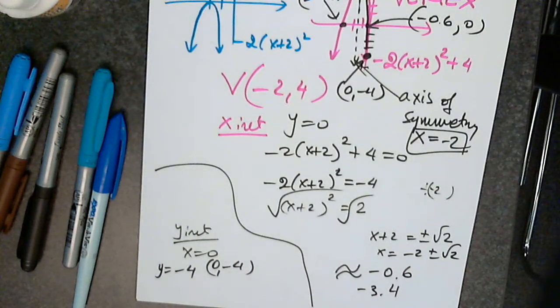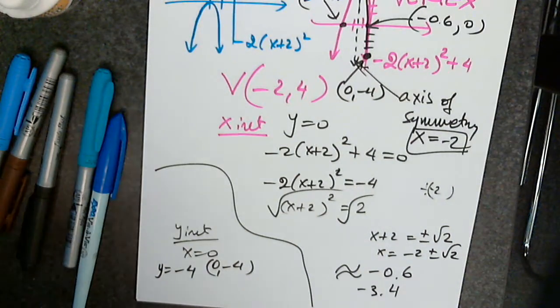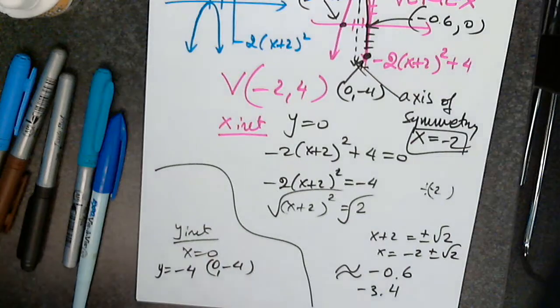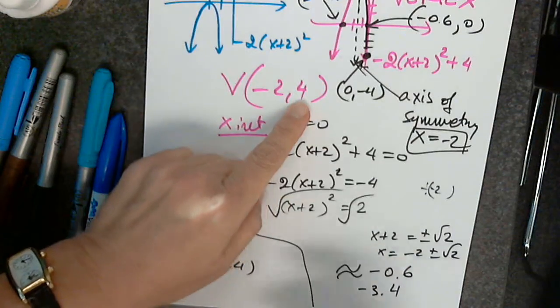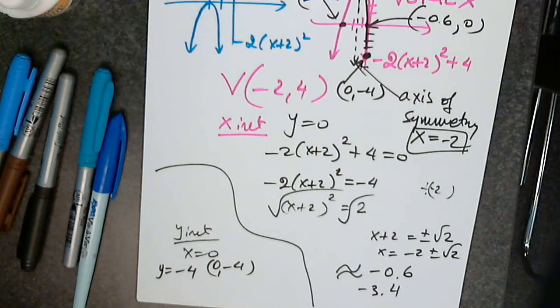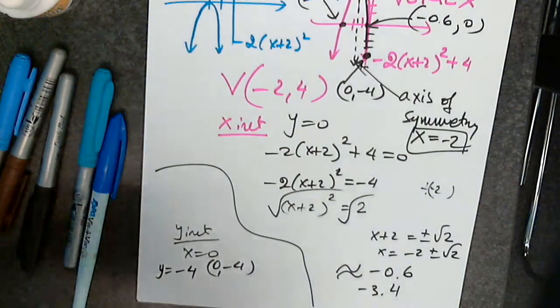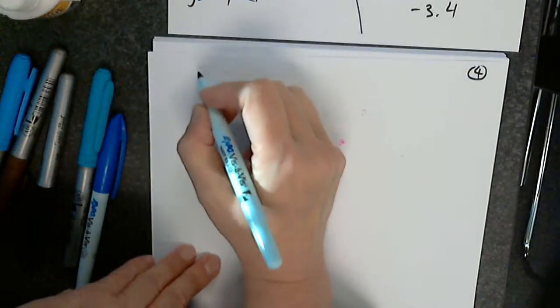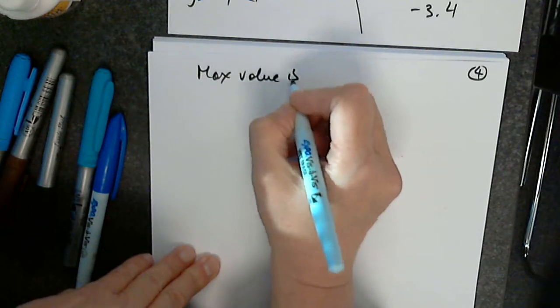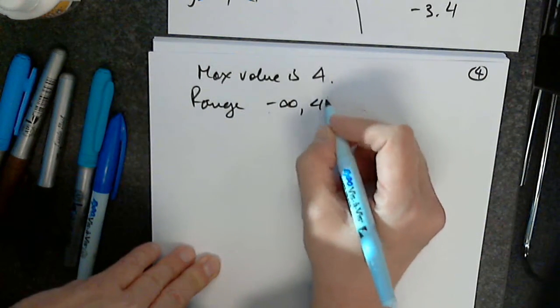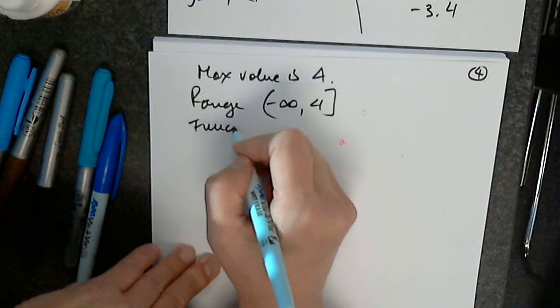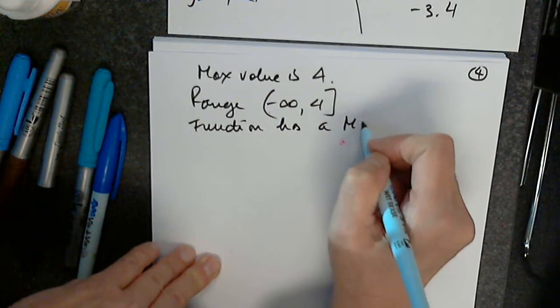And since this function has a maximum or a minimum, it has a maximum. What will be its maximum value? 4. Can anyone give us the range of this function? Careful, you have to start from low to high. Negative infinity to, okay, so let me put this in writing. So we know that the maximum value is 4, range negative infinity to 4, and the function has a max.